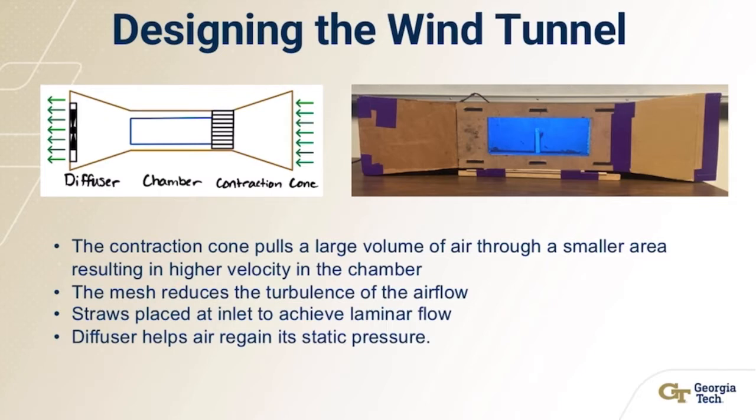the chamber. There is a mesh in the front of the contraction cone to reduce the turbulence of the airflow, and a stack of shafts was set up between the contraction cone and the chamber to create laminar flow. And finally, the diffuser is there to help the air regain its static pressure.